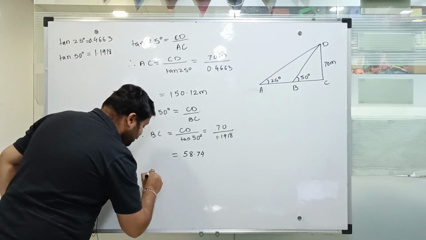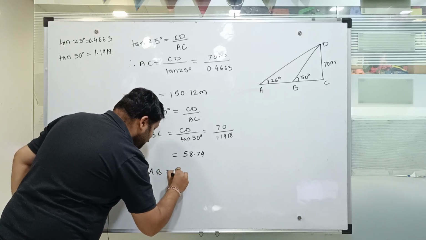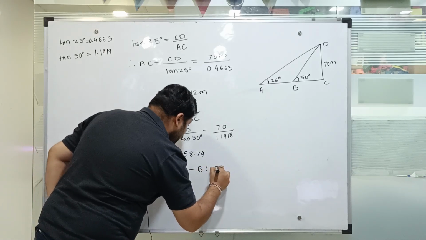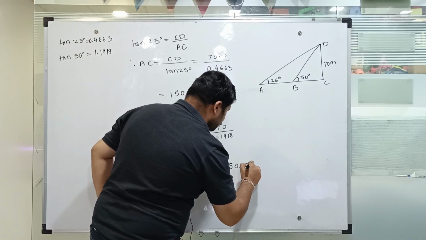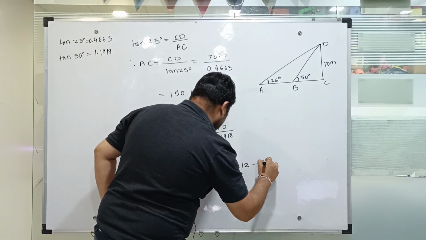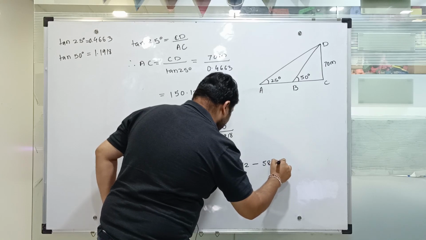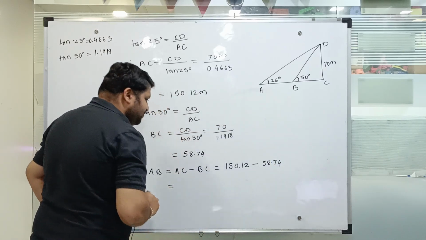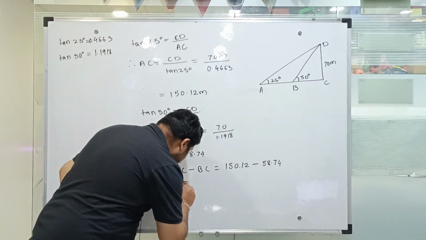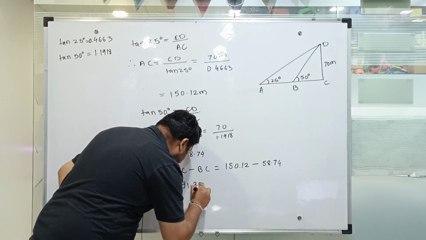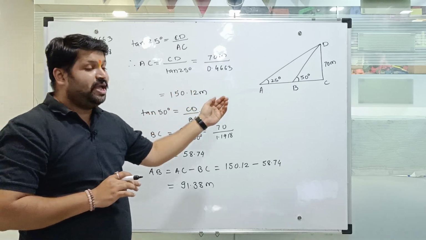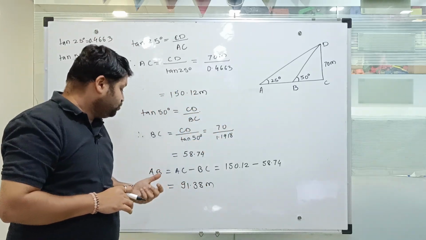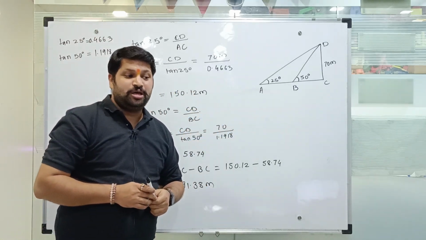Now I have to subtract my BC from AC to get my final answer. I need to find AB. So AB is AC minus BC. So that is 150.12 minus 58.74, giving me the final answer as 91.38 meters. So this is my final answer. So the distance between A and B is going to be equal to 91.38 meters. This was all for today.